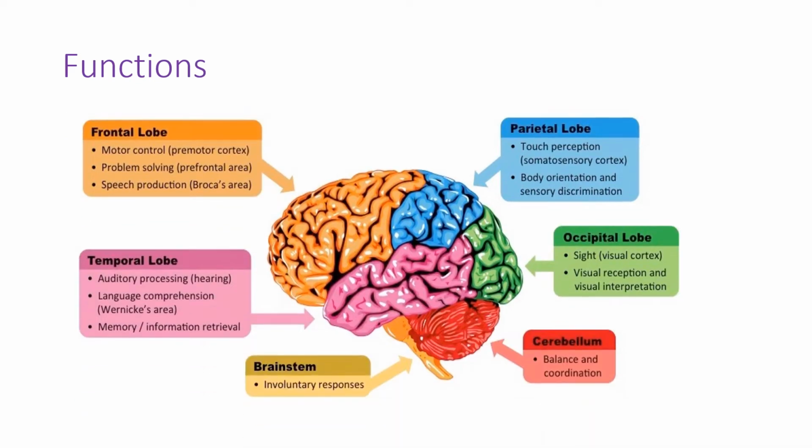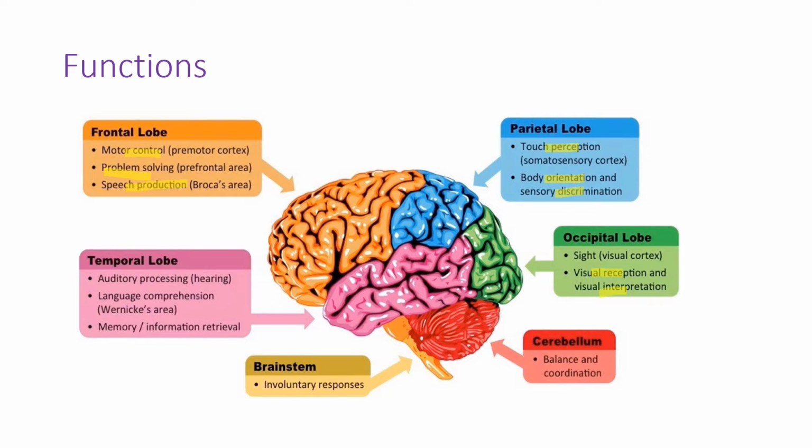Next है functions. Now start with the function of the frontal lobe. First is motor control, problem solving, and speech production. And the function of the parietal lobe is touch perception, body orientation, and sensory discrimination. And the function of the occipital lobe is vision, visual reception, and visual interpretation.